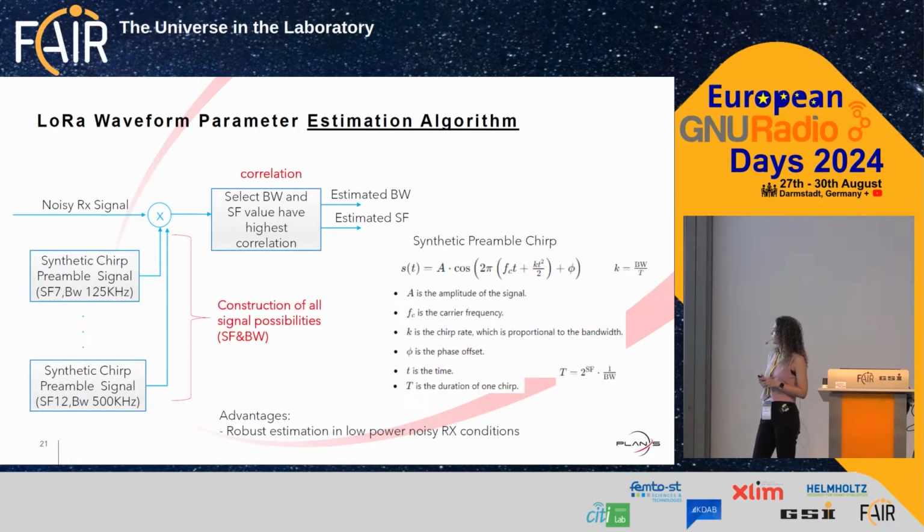This is our parameter estimation algorithm. First, the construction of all signal possibilities, meaning from SF7 to 12 and for the three bandwidth values. Then the noisy received signal is correlated, and for this block, selecting the bandwidth and SF values that have the highest correlation. So the output is the estimated bandwidth and estimated spreading factor. The advantage is robust estimation in low power, noisy receiver conditions.